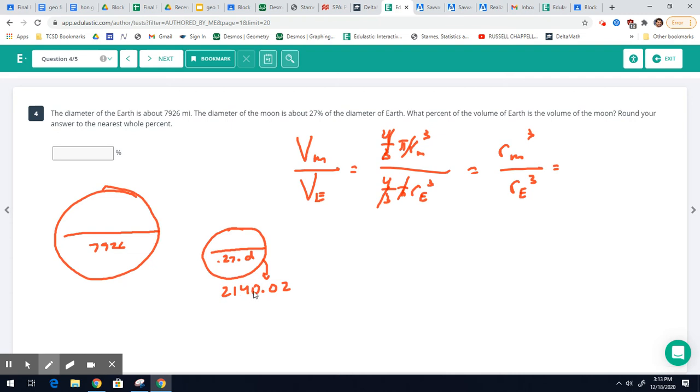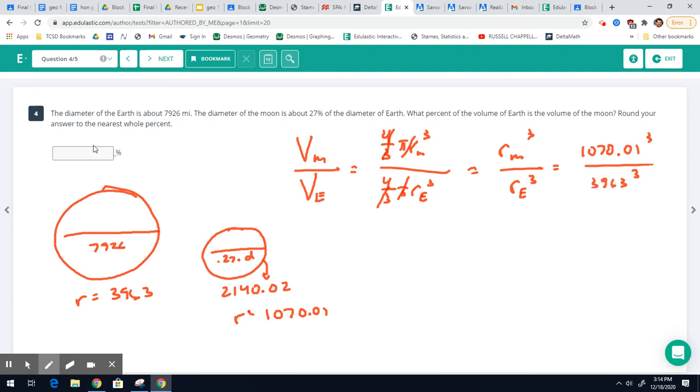So what is the radius of the moon? Well, it's going to be half of that number, because if that's the diameter, take half to get the radius. That's 1070.01. That's the radius of the moon. That's my top number, 1070.01 cubed. To find the radius of the Earth, we take half of that number. So the radius of the Earth equals half of 7926, and that is 3963. And that goes on the bottom, 3963 cubed.